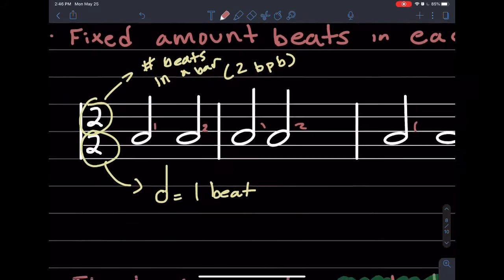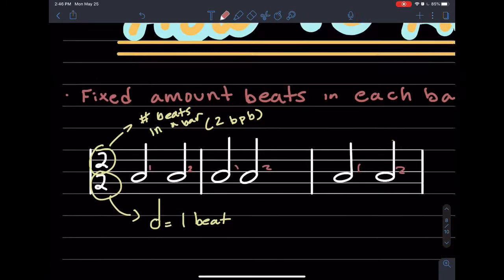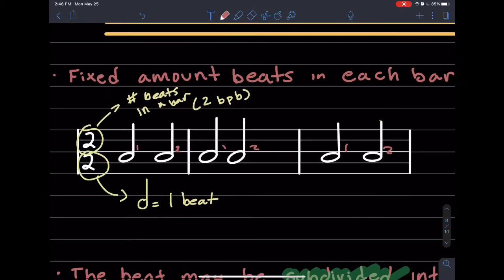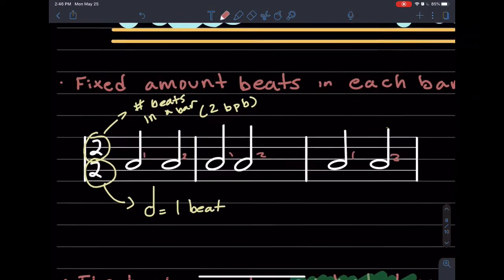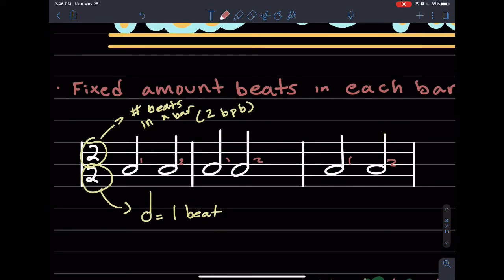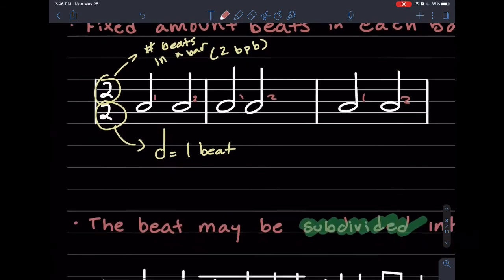If music was as simple as this, there would be no need to learn how to read rhythms, because every bar would look exactly like this. But unfortunately, music gets complicated, and that's where trouble starts to pop up. So I'm going to show you what you can do when we have to subdivide. Subdividing just refers to splitting beats into halves, into quarters, or splitting up the beat.